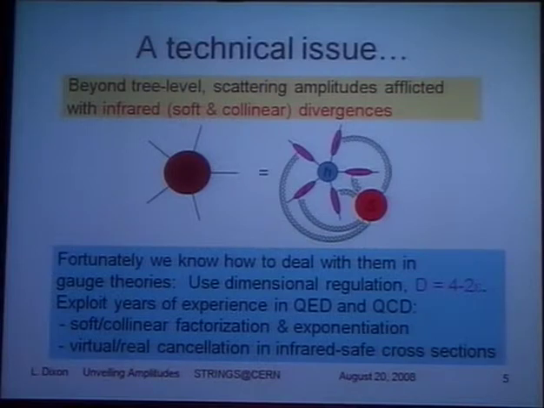And anyway, this structure has been very well understood, and you can actually exploit that in theories such as N=4 super Yang-Mills, as well as in QCD. And in QCD, to actually get numbers out, we have to exploit this structure as well in order to develop a way of canceling virtual and real divergences for generic processes at colliders.